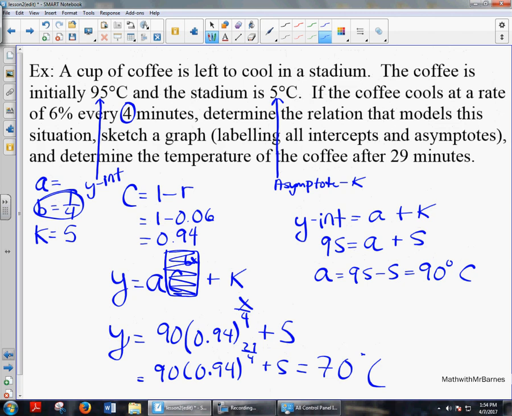If I was going to sketch this, guys, basically it would look like a decay curve. You'd have 5 going across like here, just go down like that, and your y-intercept would be 95.